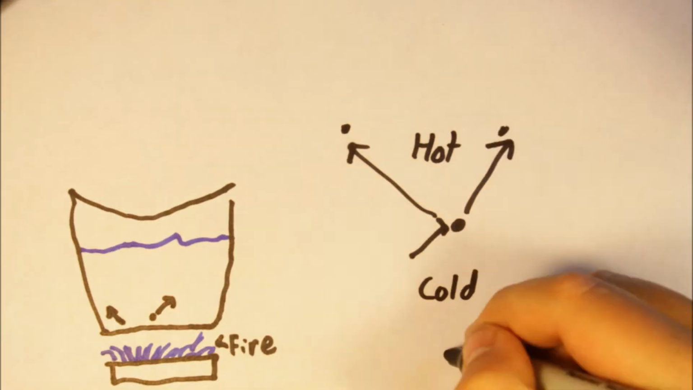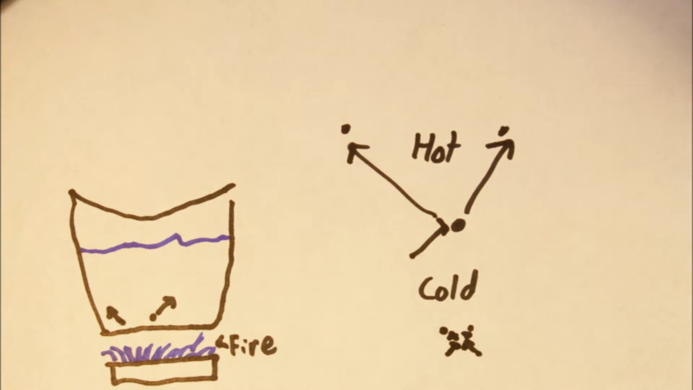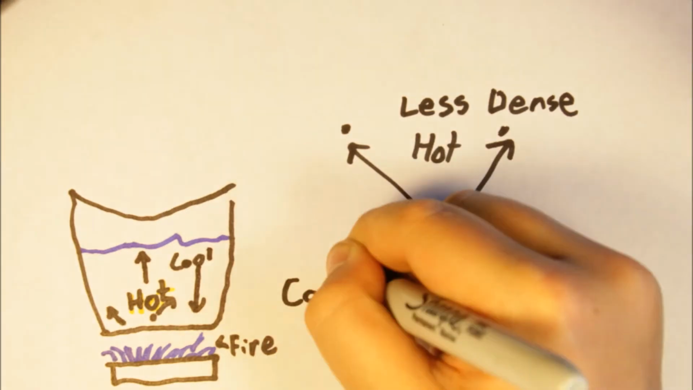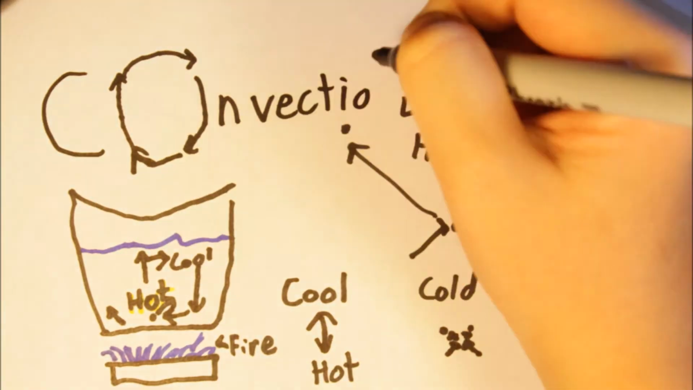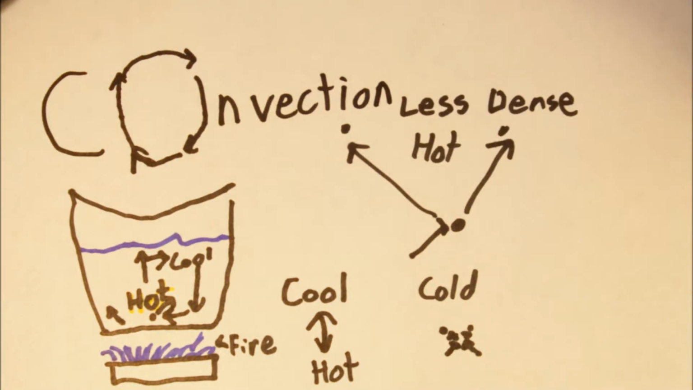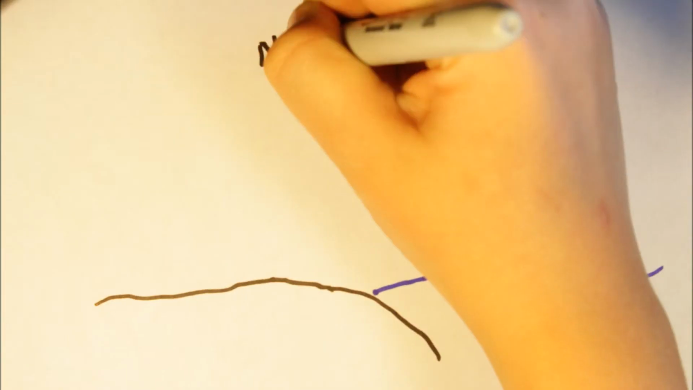When something is heated, the atoms push away farther, making it less dense. And less dense stuff rises, and the cold thing takes its place. But then the process repeats over and over again, creating convection. This type of heat transfer can cause winds by coasts.